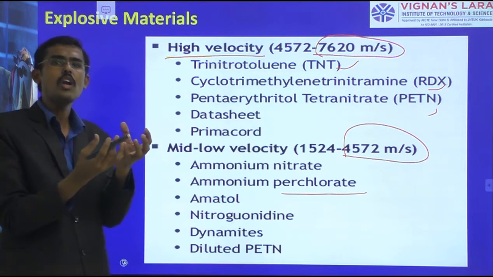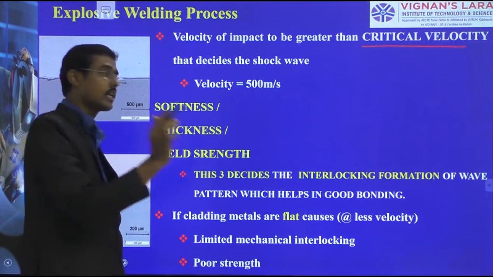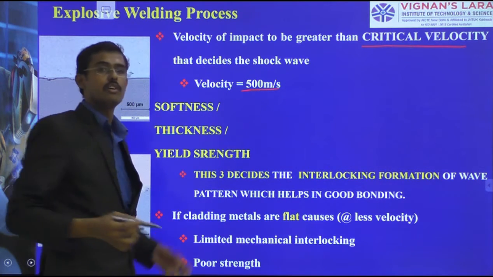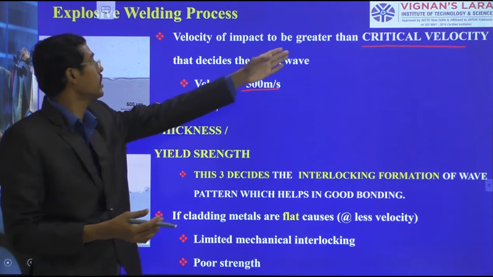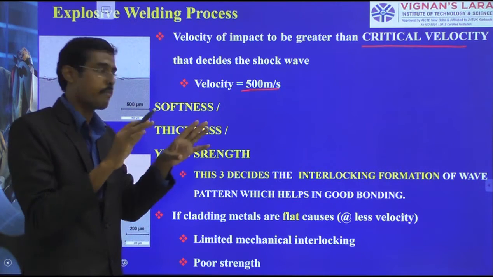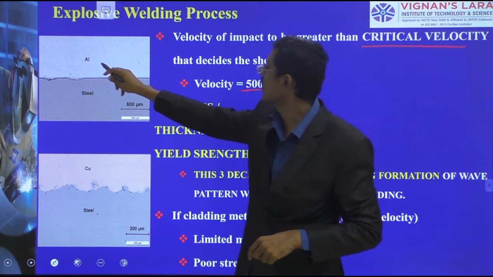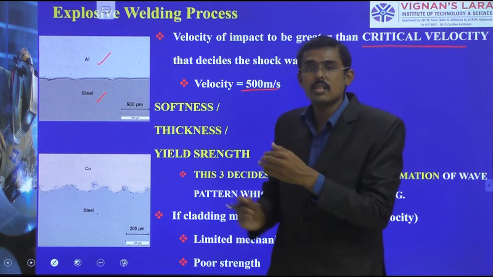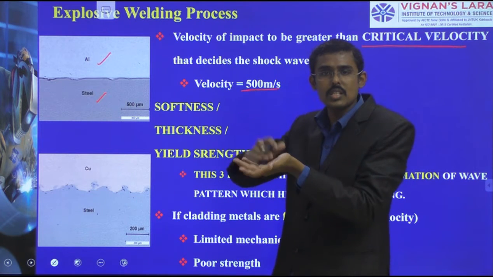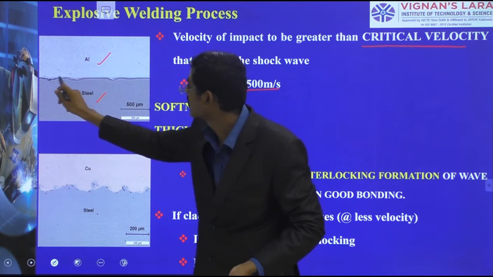The volume of the component we should use is very minimum, in such a way that it can generate 500 meters per second of force or velocity. Such velocity we need. Below that, it will be critical, and welding will not happen. So what is an example of welding not happening? I have taken one aluminum component and one steel component, and on these two I have done the cladding process. Explosive welding has been done. You can see here, the layers are not bonded.